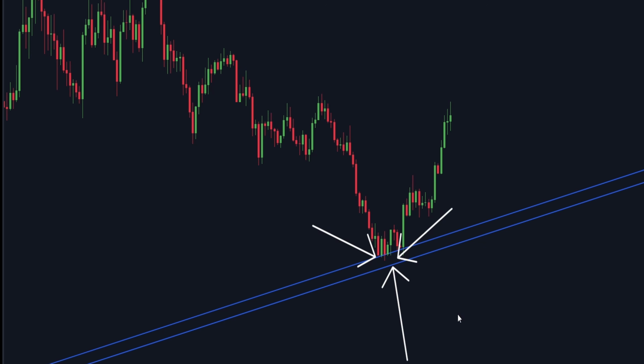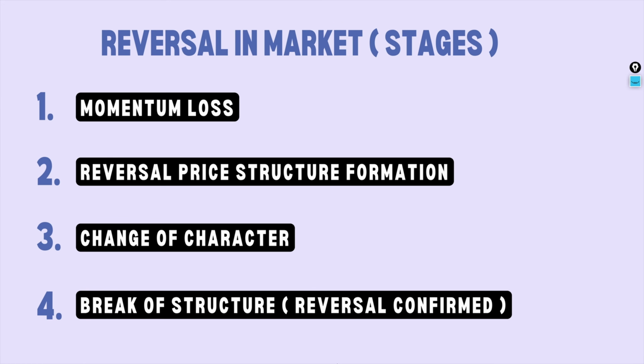Let's move on to the next topic: how to trade using a trend line according to the market situation. Trend line trading strategies are the easiest if you know one very important concept, which is how reversal happens in the market. There are basically 4 stages that signal an upcoming reversal.